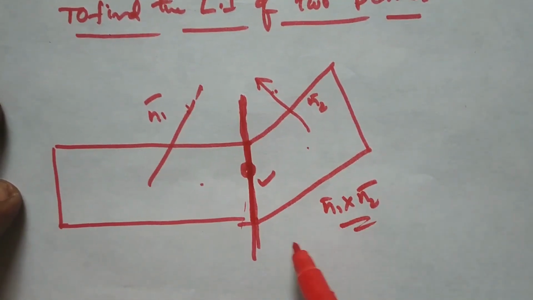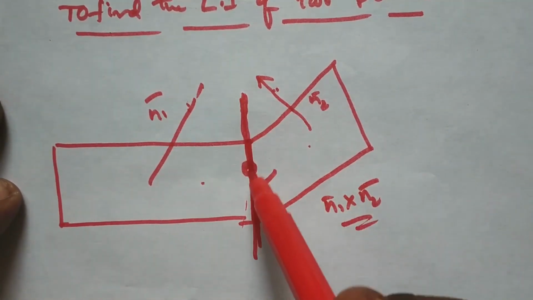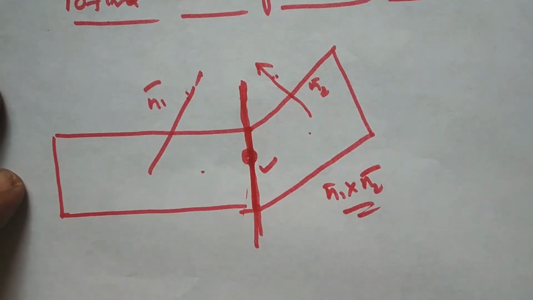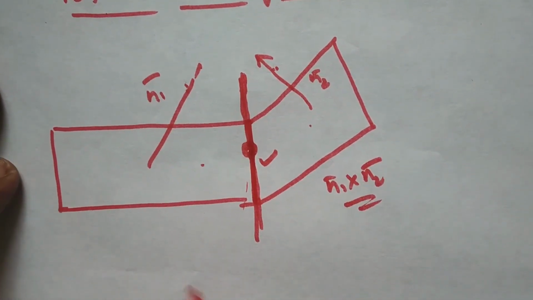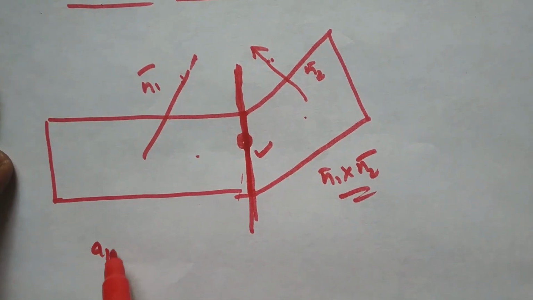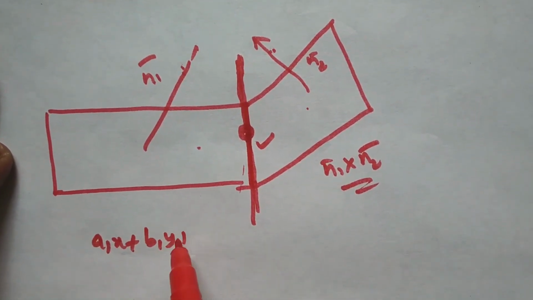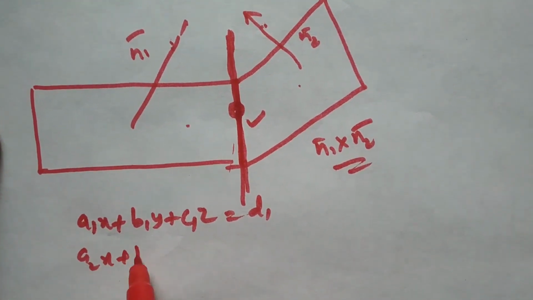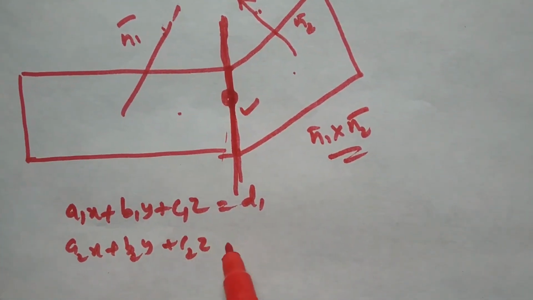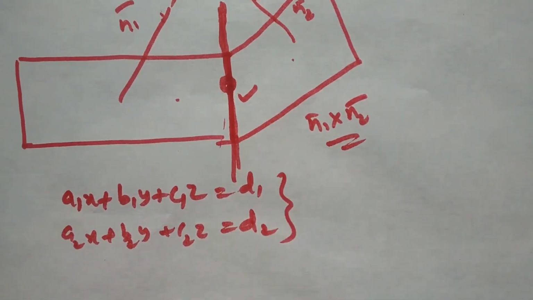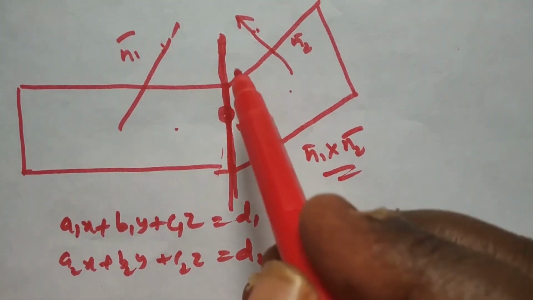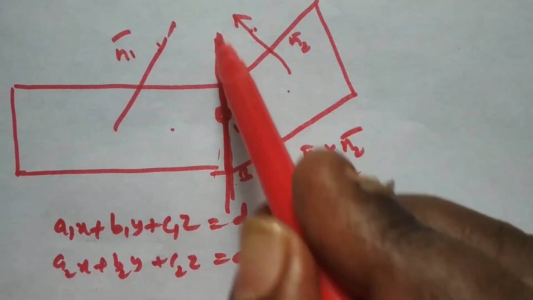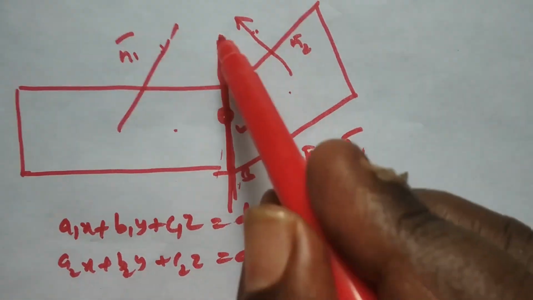So if you get the direction ratios of the line and at the same time one of the points, your job is over. That is why I am considering the two planes. I have to follow a method. The two planes are, say, a1x plus b1y plus c1z is equal to d1, and a2x plus b2y plus c2z is equal to d2. These are the two planes. They are intersecting at this line, say AB. We have to find the line of intersection, that is AB.